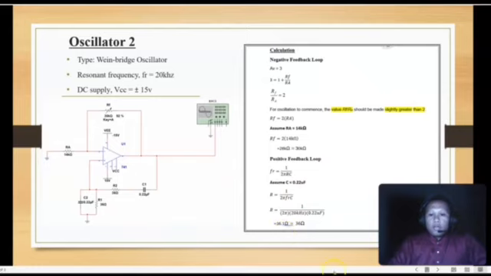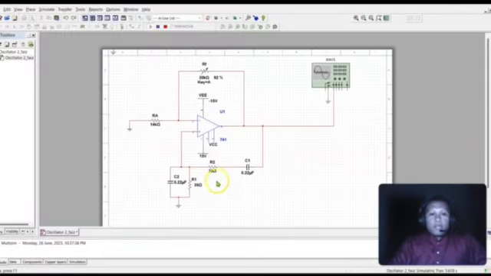Okay, we go to the Multisim simulation. Okay, this is the circuit that has been done.